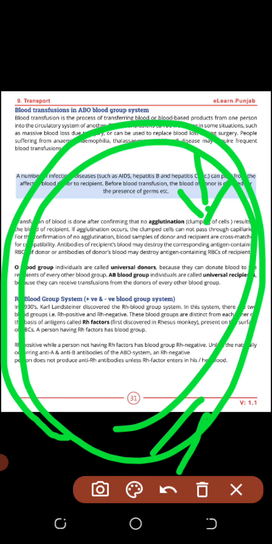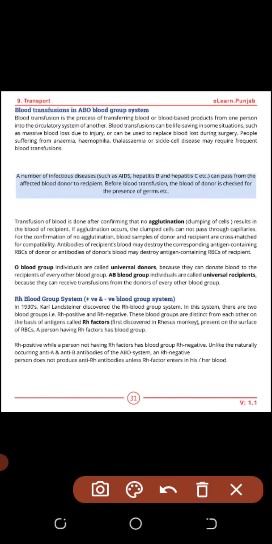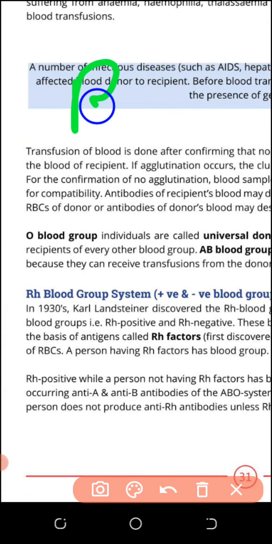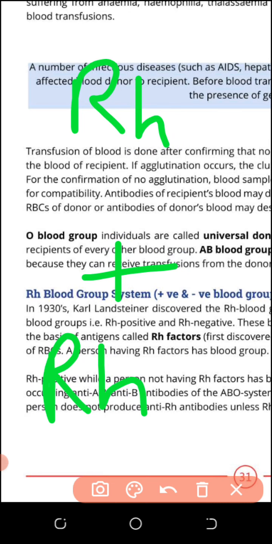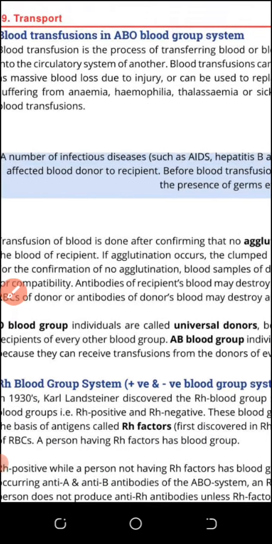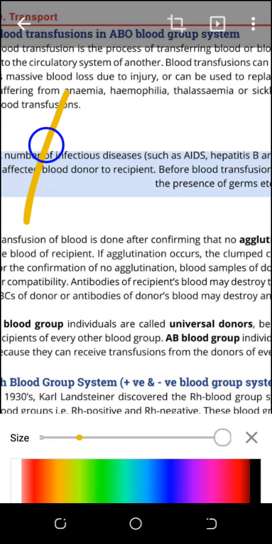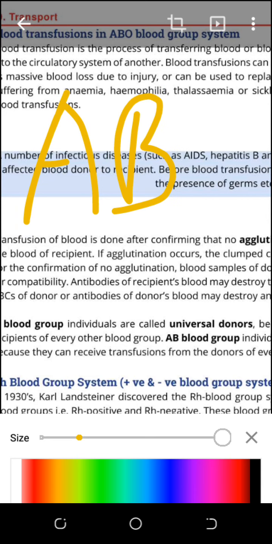Rh factor is an antigen. This is very important. Rh factor, antigen. This is another antigen. So if Rh factor is present, the blood group is plus. If Rh factor is not present, the blood group is minus. So the blood group is based upon antigens. One is the AB antigen, A or B, AB antigen, and the third one is the Rh antigen. So the AB antigen and the Rh antigen constitute the blood group.